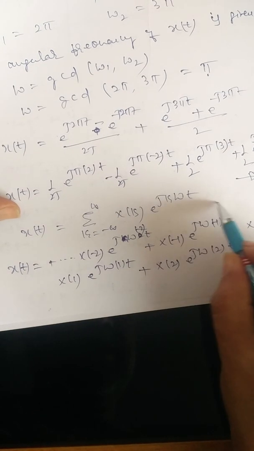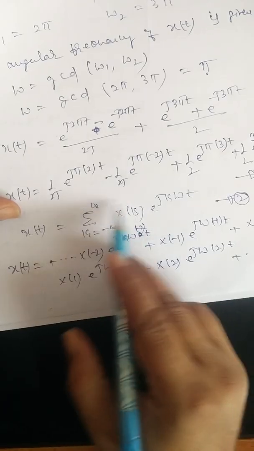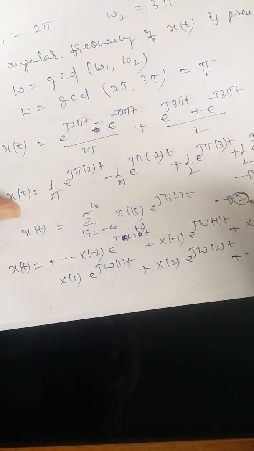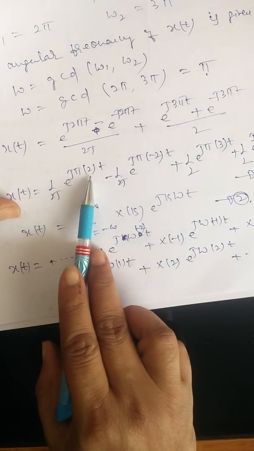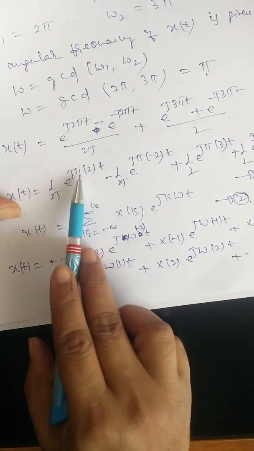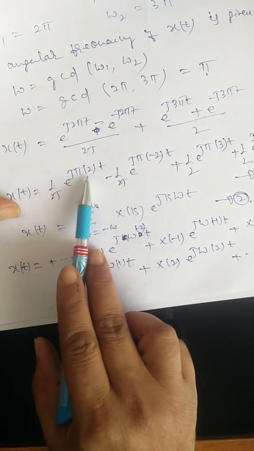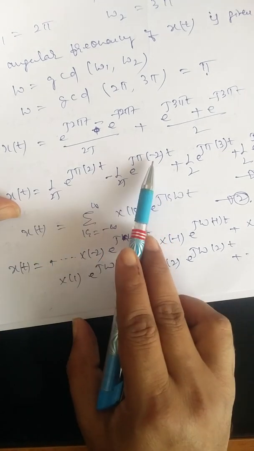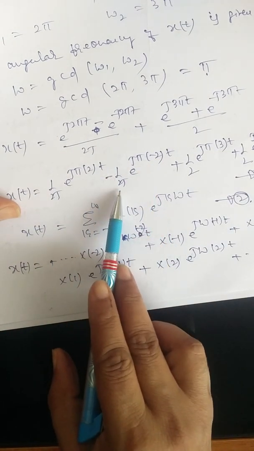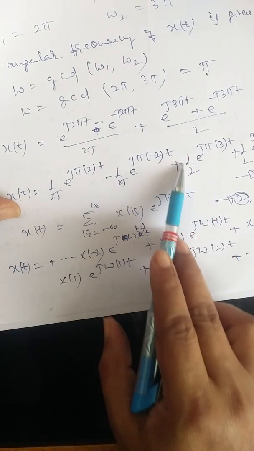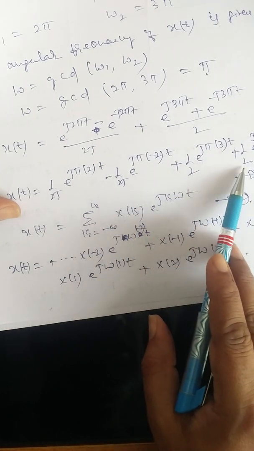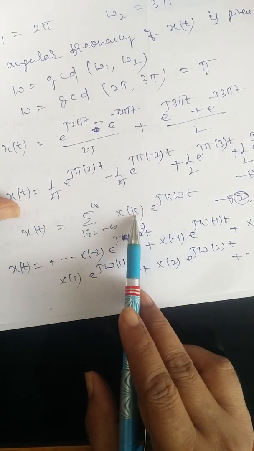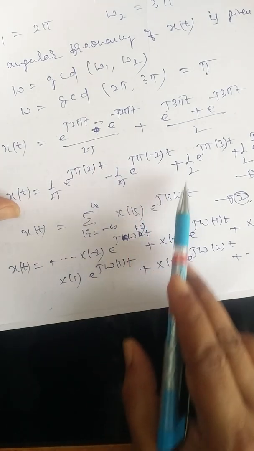Let us take this as equation number 2, just as shown, the expansion of this equation. When you compare equation 1 and 2, when k is equal to 2, omega is pi here. For k equal to 2, its coefficient X of k is 1 by 2j. When k is equal to minus 2, its coefficient is minus 1 by 2j. When k is equal to 3, it is 1 by 2. When k is equal to minus 3, also 1 by 2. That means I can write the coefficients by comparing equation 1 and 2.